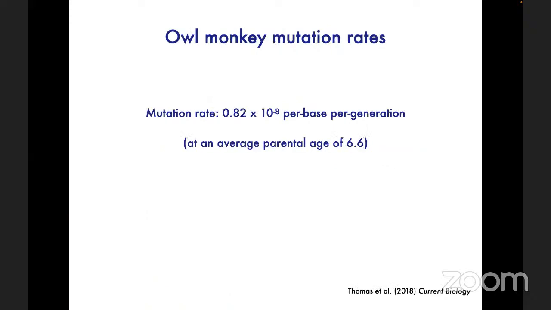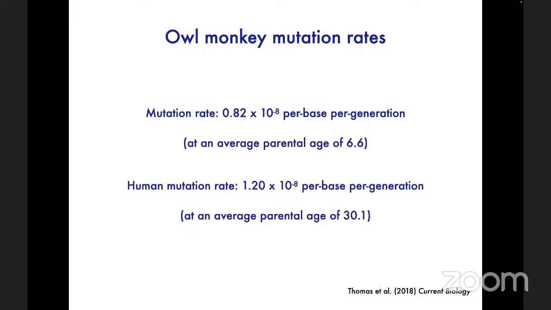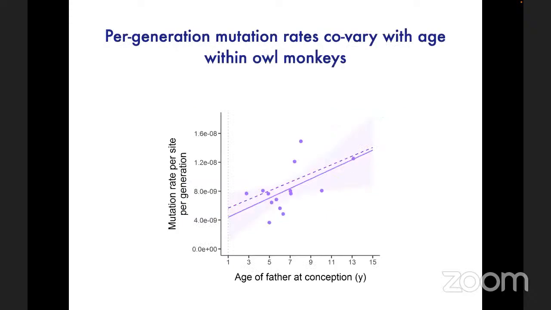So we look in owl monkeys and we see that the mutation rate is 0.82 times 10 to the minus 8th mutations per base per generation. And the average age of parents in our study was 6.6 years. We can compare that to a typical human study where you get 1.2 times 10 to the minus 8th mutations per base per generation. But of course, their average age is 30 in these studies. And again, in the owl monkeys, the age of the father is correlated with the number of mutations per base that they leave. Owl monkeys, it's true.